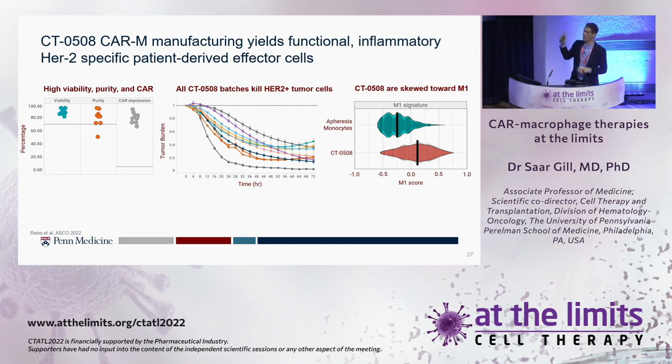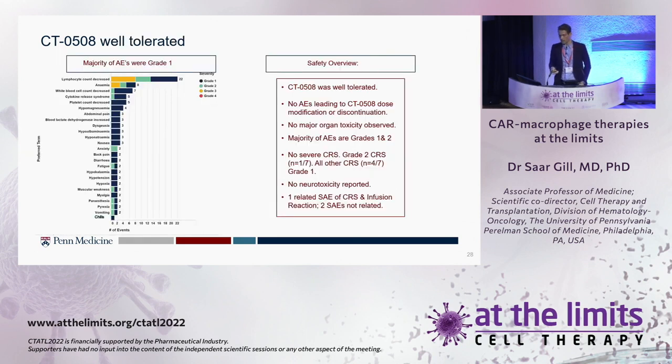And then if we look at an M1 signature on the right side of the slide, you can see that we started off from fairly M2 type cells, not surprisingly, but at the end of manufacturing, we ended up with M1 pro-inflammatory cells. The infusion was well tolerated.